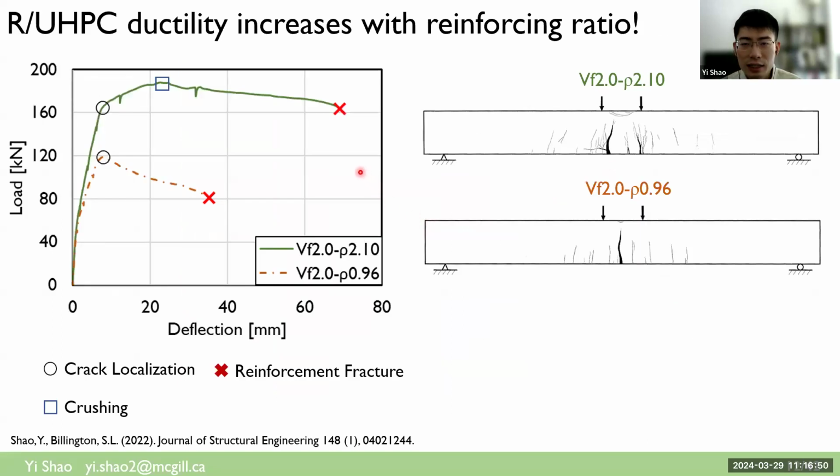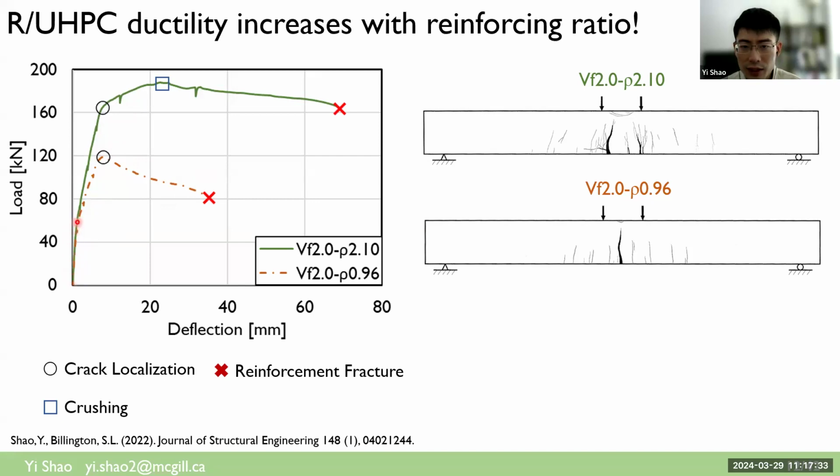Now, after understanding the high bond as well as the plasticity concentration near the localized crack, we can try to look at the flexural behavior of reinforced UHPC beams. So here we are comparing the load and mid-span deflection curves of two UHPC beams. These two UHPC beams have the same fiber volume, 2%. The only difference is the reinforcing ratio. So the green line represents a beam with high reinforcing ratio, while the orange line represents a beam with a low reinforcing ratio.